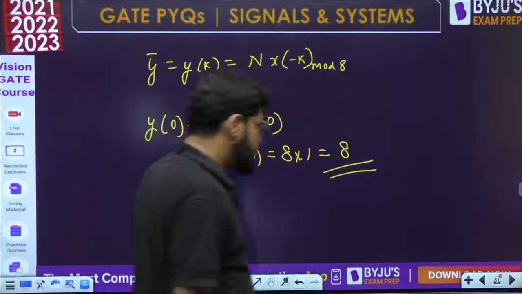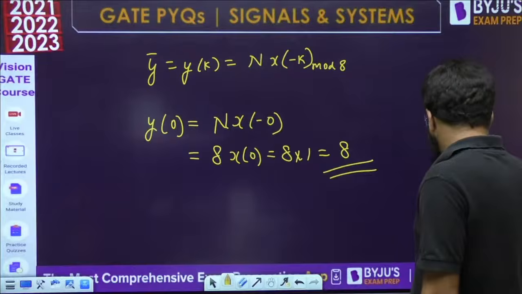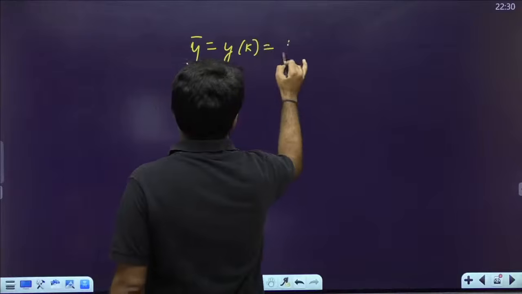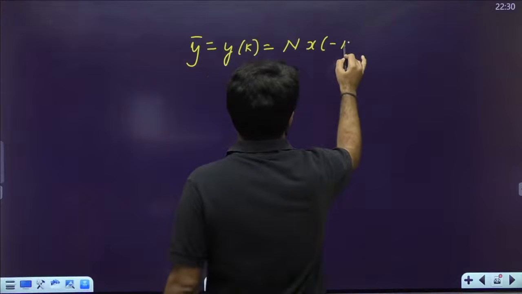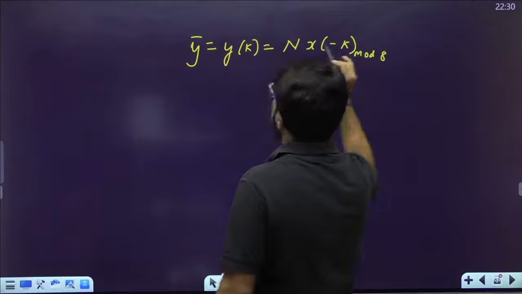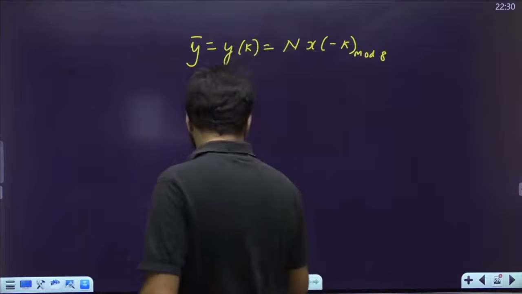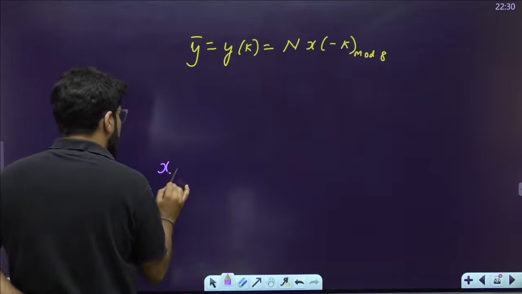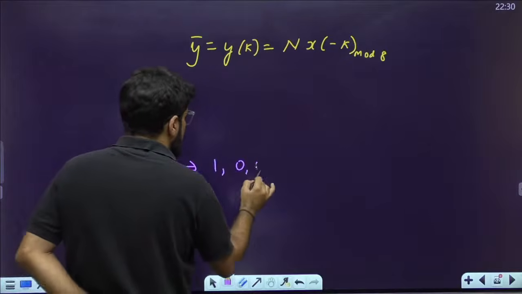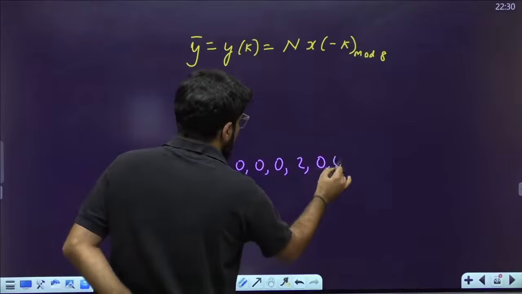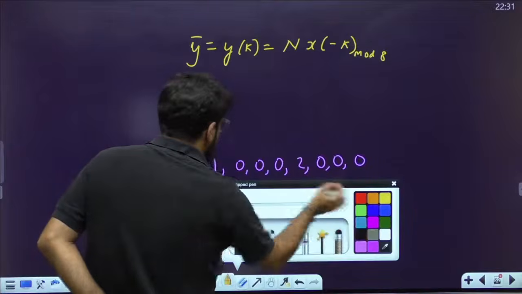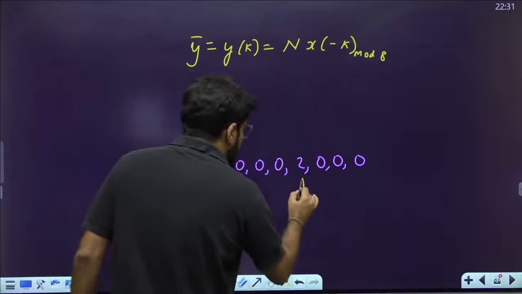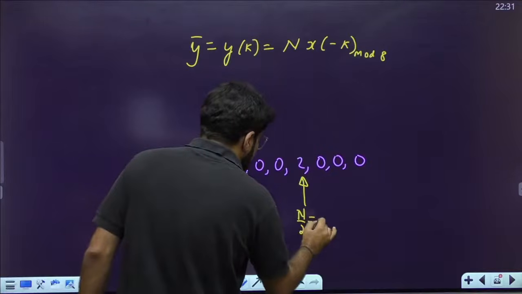That's it. But if you want a complete answer, I will write it for your sake. As I told you, it is given by nx of minus k. Folding for periodic signal always means the circular folding. And how do you solve for the circular folding? What is the x vector given to you? 1,0,0,0,2,0,0,0. Always separate out the origin value and then place a mirror at n by 2. This is n by 2 because it is going to be the 4.